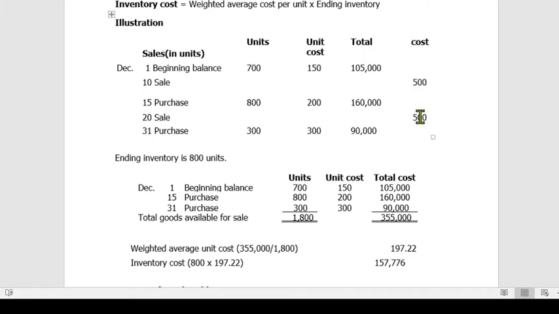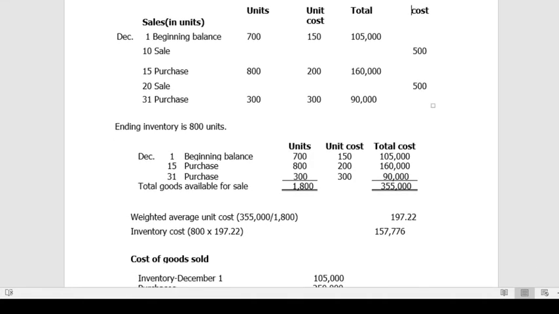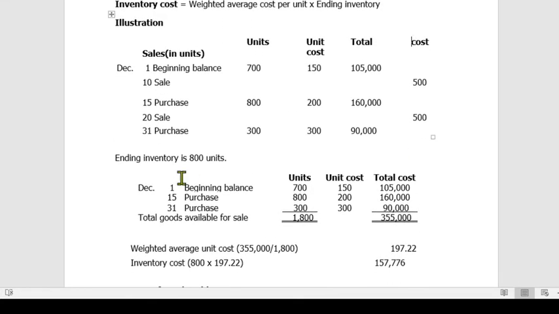Itong 500 and 500, this is the sales in units. I think nagkaroon ng problem on the tabulation. But this is the same example. We are looking at the previous illustrations. So, dito na tayo ngayon sa may ending inventory, 800 units pa rin.